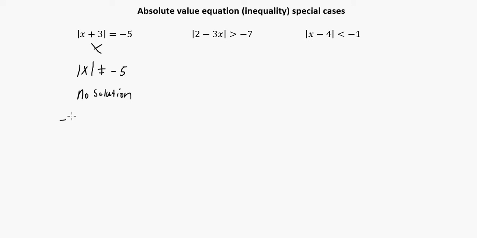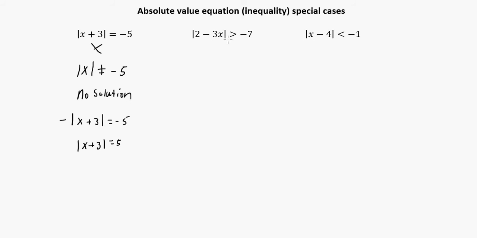Now that's not the same thing as this right here. If I have the negative, open absolute value x plus 3 closed absolute value equals negative 5, I haven't isolated the absolute value yet. I would have to divide both sides by a negative first, and then I'd have absolute value of x plus 3 equals 5. But if you have the absolute value isolated and it's equal to a negative number, there's no solution to that because you can't have a distance that's negative.